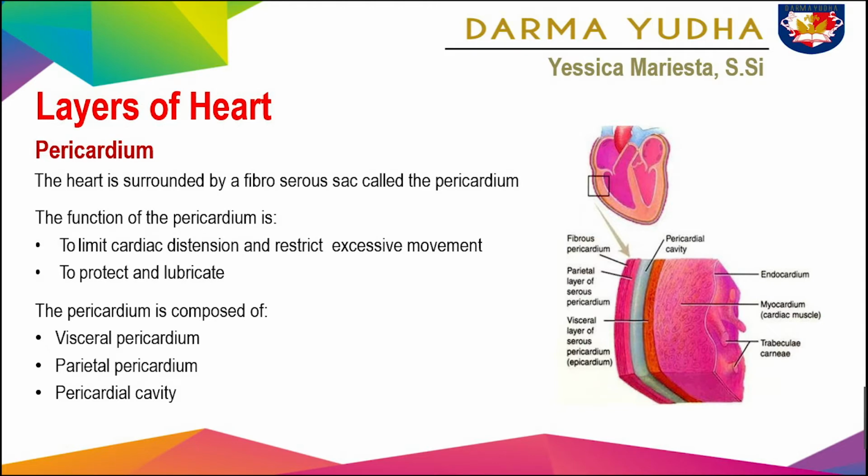Layers of the heart. First is the pericardium. The heart is surrounded by a fibrous sac called the pericardium. The functions of the pericardium are to limit cardiac distension, restrict excessive movement, and to protect and lubricate. The pericardium is composed of the visceral pericardium, parietal pericardium, and pericardial cavity.